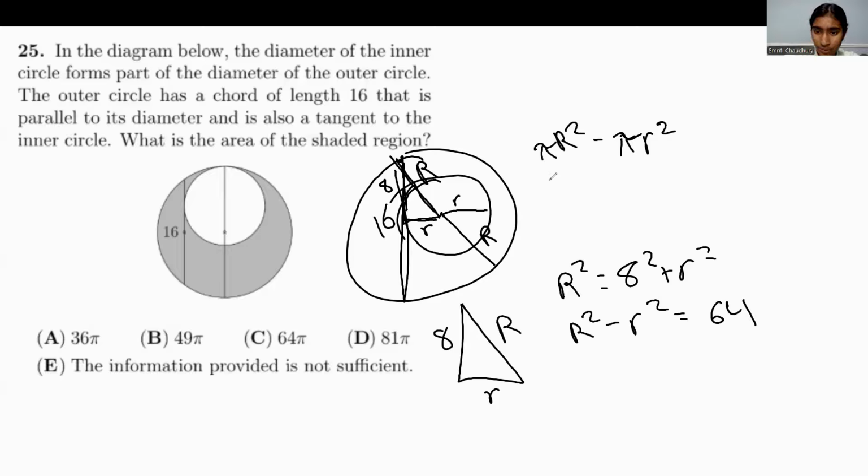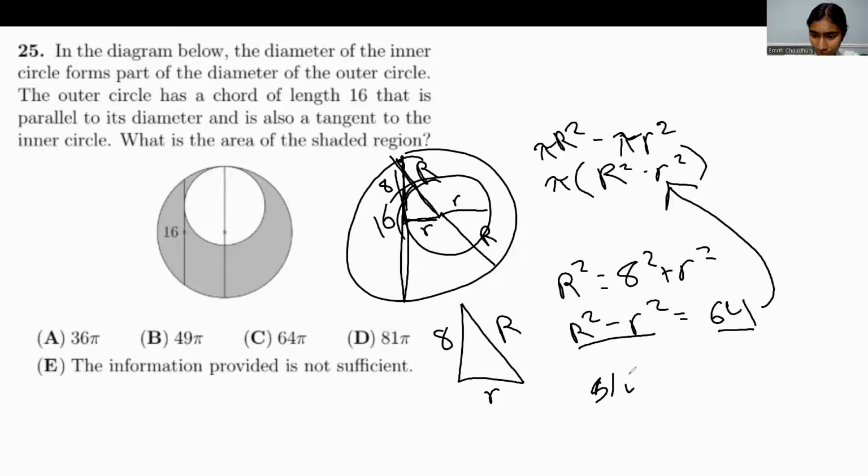Over here, we can pull out the pi and rewrite this as pi times R squared minus r squared. Now, since we see that R squared minus r squared equals 64, we can plug that in over here. So now that means our shaded region is 64 pi. So our answer is C.